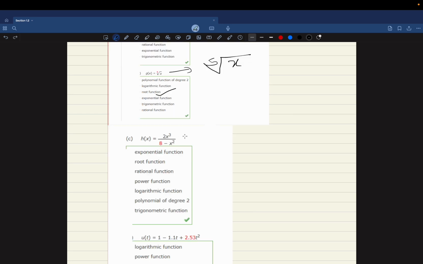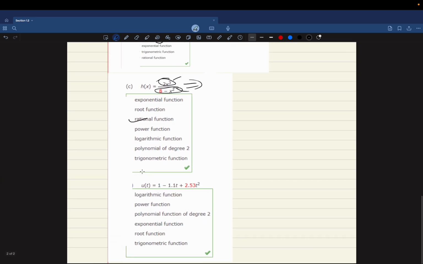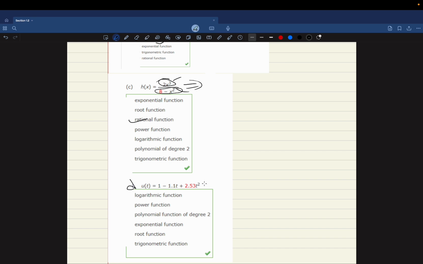Okay, so question number C, we have this expression. So we have a polynomial function in the numerator and also a polynomial function in the denominator. In the numerator we have the power 3, and in the denominator we have the power 2, but it is in a divide state, so that's why it is a rational function, because there is a division between that. But in this question number D, we can see it is a polynomial function, because there is a base and then there is a constant, and then the highest degree is 2, so it is a polynomial function of degree 2. Okay, so let me reveal the answer.